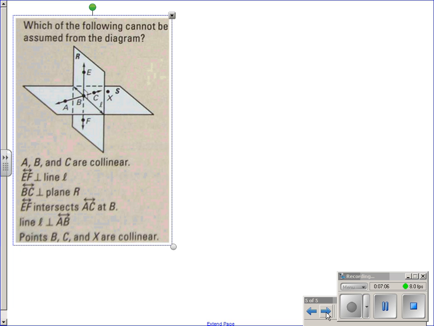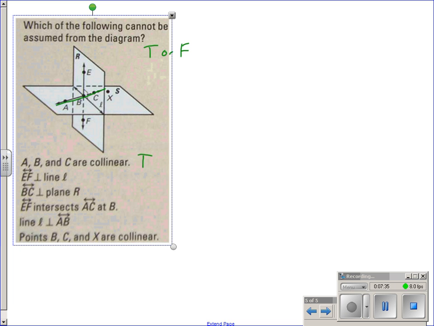Okay, so kind of going off of that idea, which of the following cannot be assumed from the diagram? So basically, true or false. So hit pause, take a look at the picture, look at some of the details, and then can you assume each of these statements? All right, so for the first one, it says points A, B, and C are collinear. That is true. You've got this line drawn in there. All 3 points are on the same line.